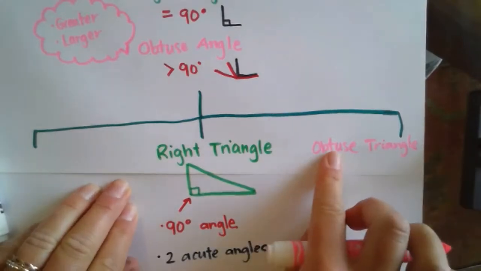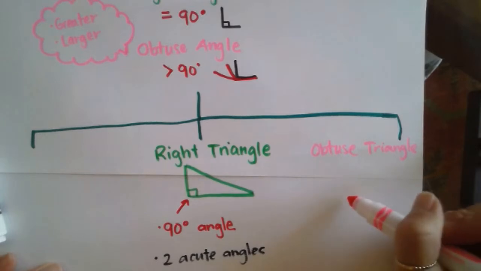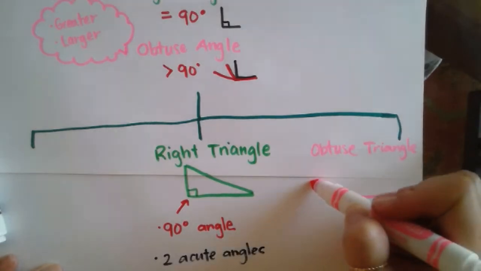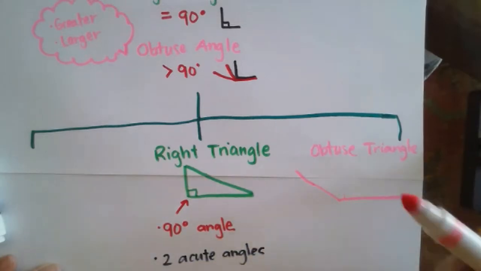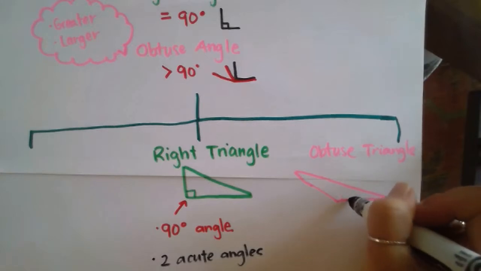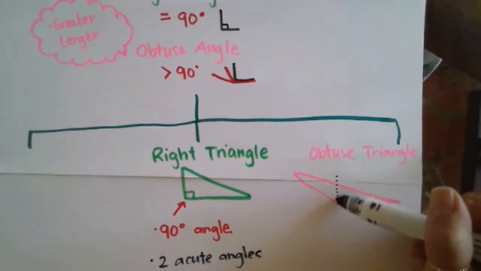My second to last triangle is the obtuse triangle. An obtuse triangle has an angle that exceeds 90 degrees. So in this example, I have a larger than 90 degree angle. So if that was a pretend 90 degrees right there, my angle exceeds that or is greater, being an obtuse triangle.